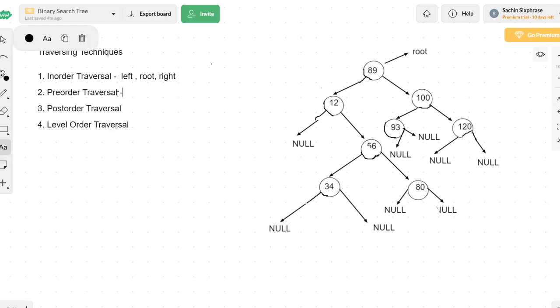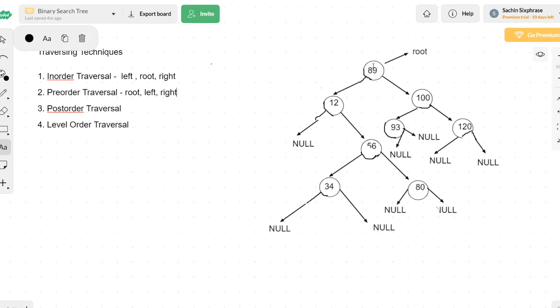Coming to pre-order traversal, first importance is given to the root, and only then is the next importance given to left and right. First importance is given to the present root, then the next importance is given to the left data. Next importance is given to the right side node. So we'll do that and trace the output that we will get when we do pre-order traversal.